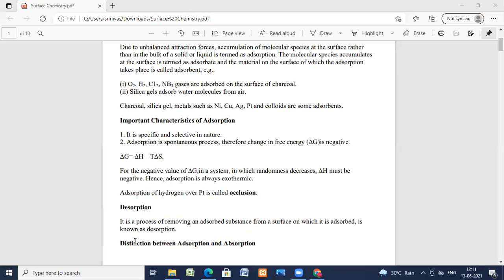So the term adsorption should be distinguished from absorption. The term adsorption refers to attraction and retention of molecules of a substance only on the surface of the solid, while the term absorption refers to passing of the substance through the surface into the bulk of the solid.